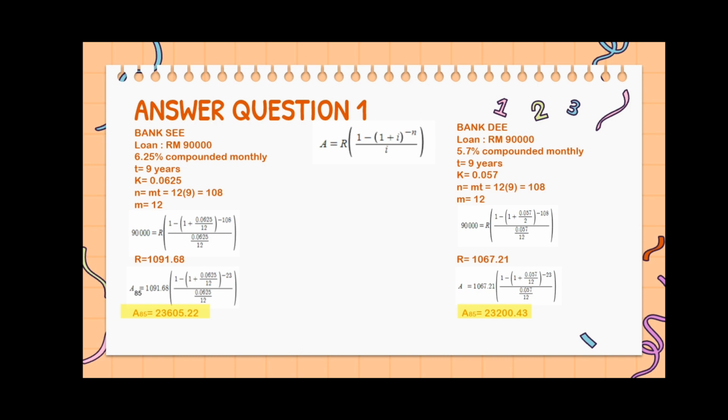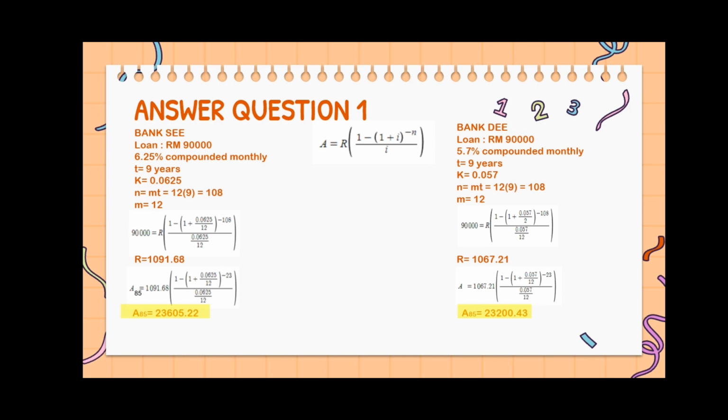90,000 ringgit equals R times 1 minus (1 plus 0.057 divided by 12) to the power of minus 108. We use a calculator, and we get R equals 1067.21.